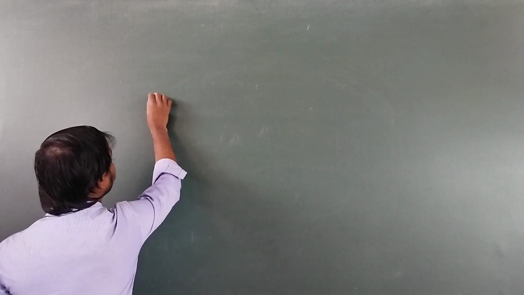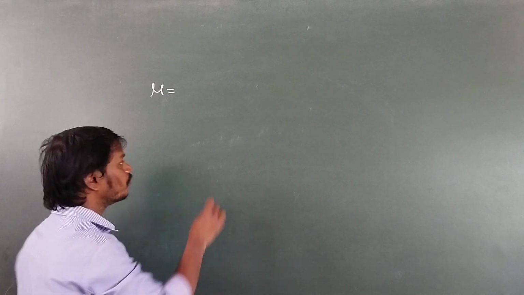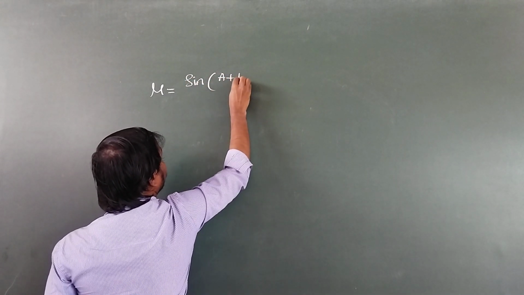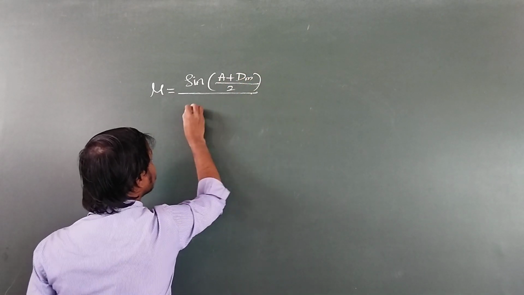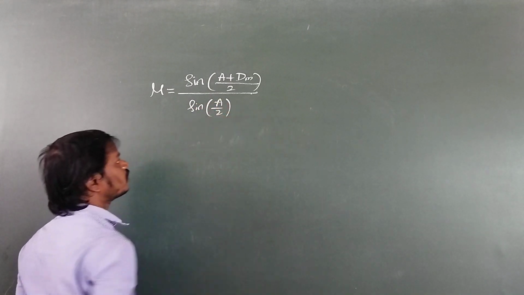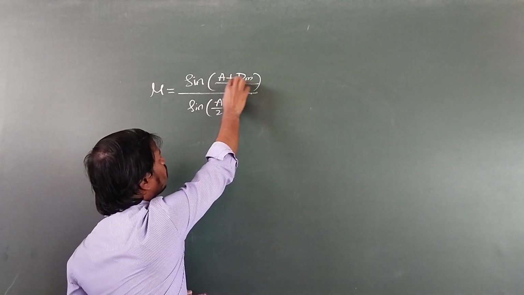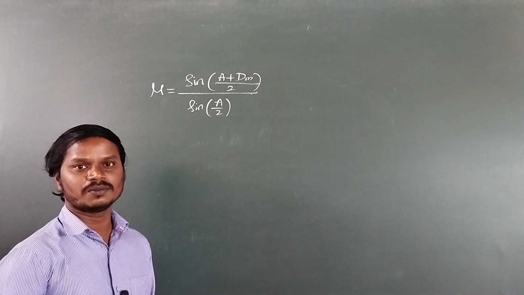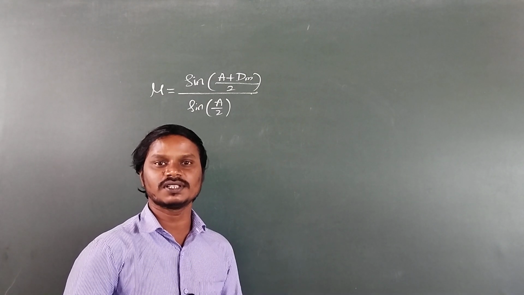Now mu means here the refractive index of the material of the prism. Mu is equal to sine of (A plus dm) by 2 whole divided by sine of A by 2. This is the expression for the refractive index of the material of the prism in terms of the angle of the prism and the angle of minimum deviation, and this formula is called the prism formula. Now in today's class we will discuss the deviation produced by a thin prism.